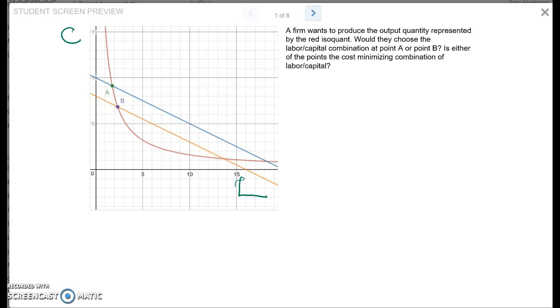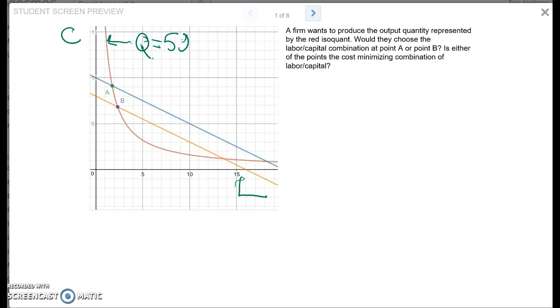In this presentation, we'll be looking at how they decide what is the most efficient or cost-minimizing combination of labor and capital to use to produce. So here we have a graph where we've combined isocost lines with an isoquant. The red isoquant represents a certain amount of output. We can say this is an output level of 50 units. So the firm wants to produce 50 units.